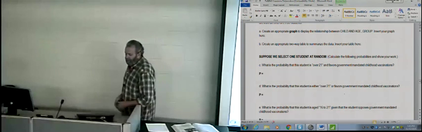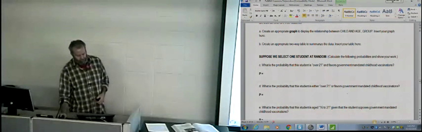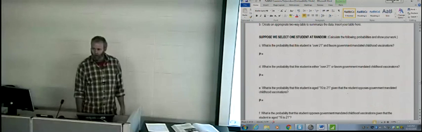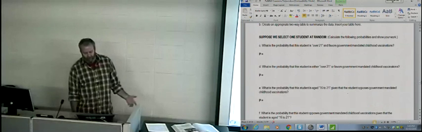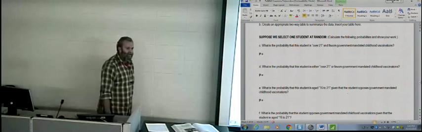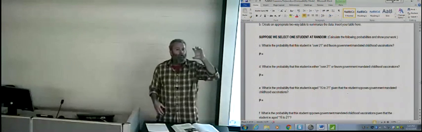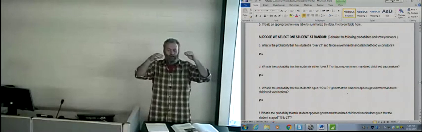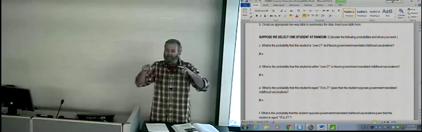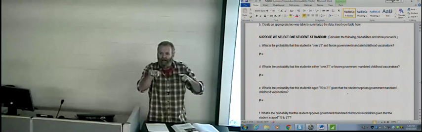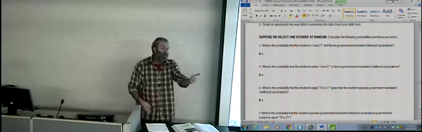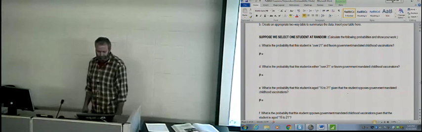All right? Then there's Part D. What's the probability that the student is either over 21 or favors government-mandated childhood vaccinations? In other words, you want over 21 or they said yes. Remember, you're going to look at the ones that said over 21, the ones that said yes, and you're going to subtract out the ones that said both because you counted those twice. And you're still going to divide by 814.